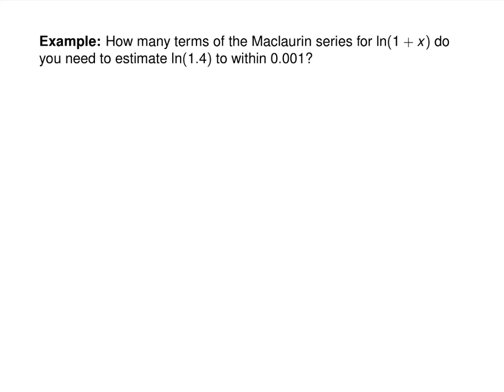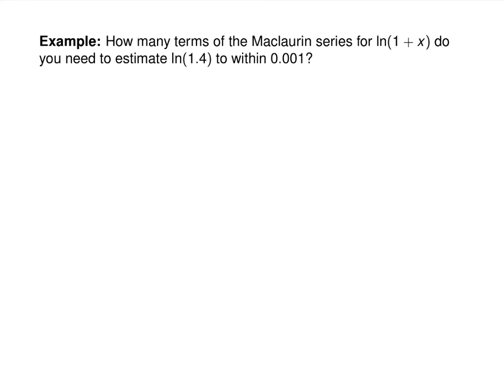So a similar type question, but it turns out we won't have to actually use Taylor's estimate here. We can actually just use an alternating series estimate. So how many terms of the Maclaurin series for ln of 1 plus x do you need to estimate natural log of 1 plus 0.4?